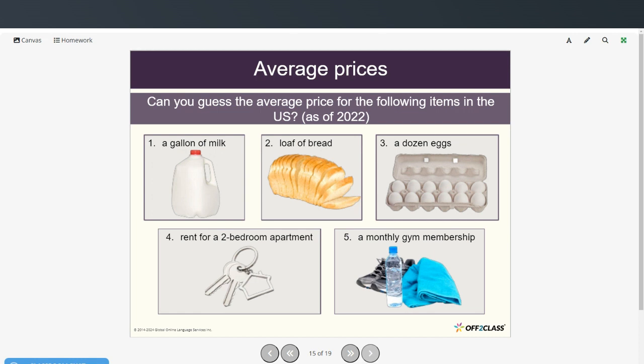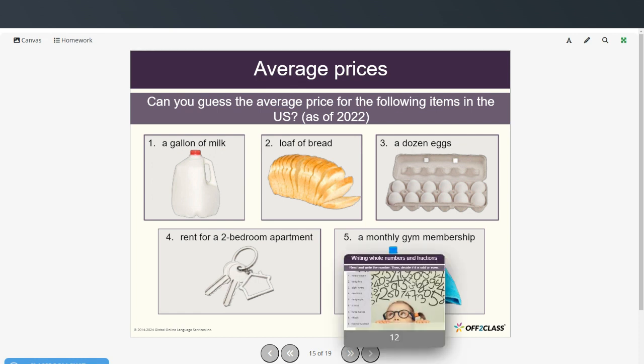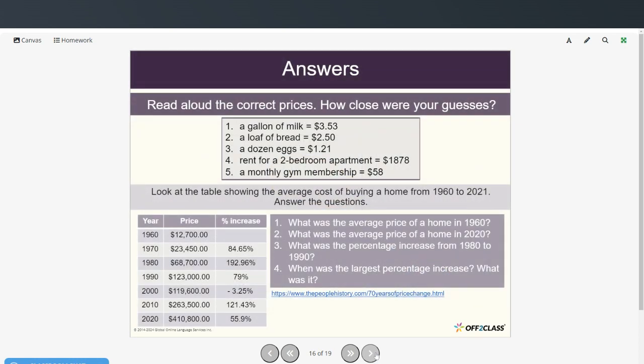So can you guess the average price of the following items in the US as of 2002? So just take some guesses, the average prices. So here are the correct prices, and you can maybe check back and see how close your guesses were. A gallon of milk is $3.53. A loaf of bread is $2.50. A dozen eggs is $1.21. Rent for a two-bedroom apartment is $1,878, and a monthly gym membership is $58.